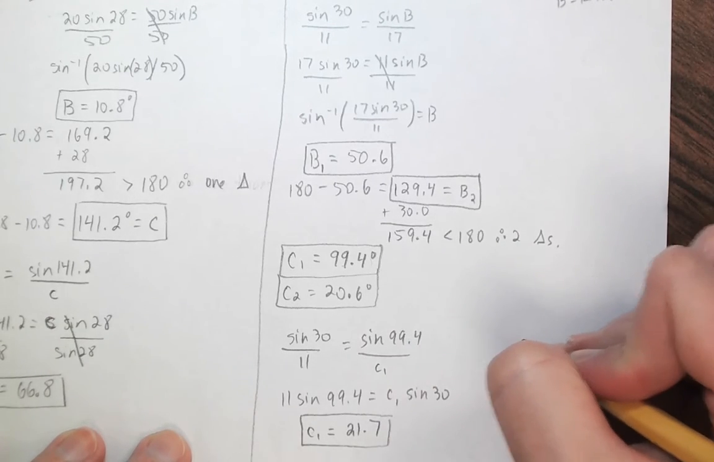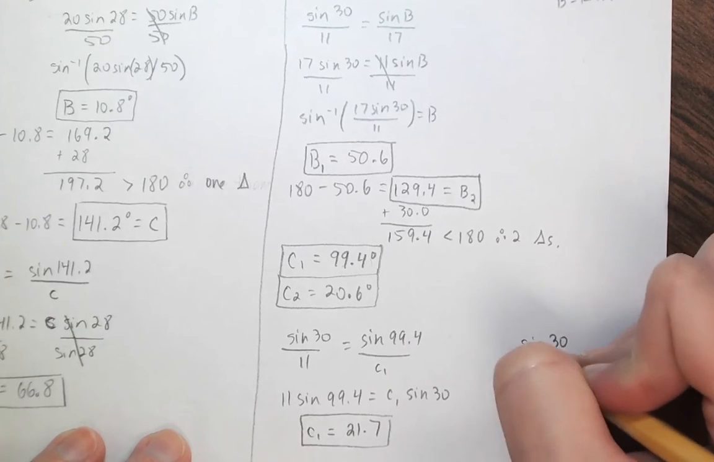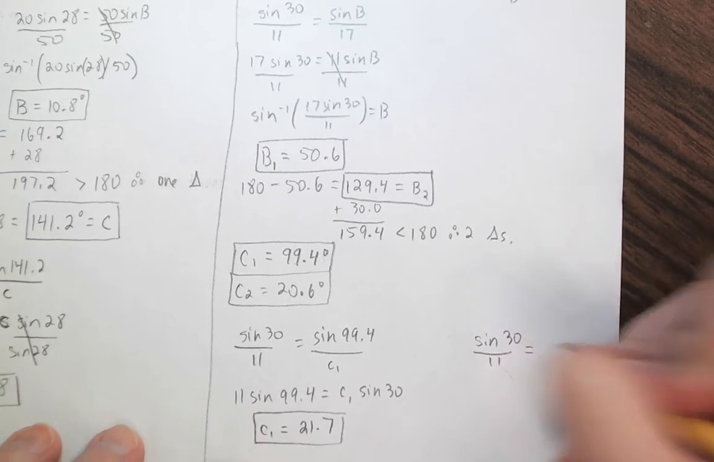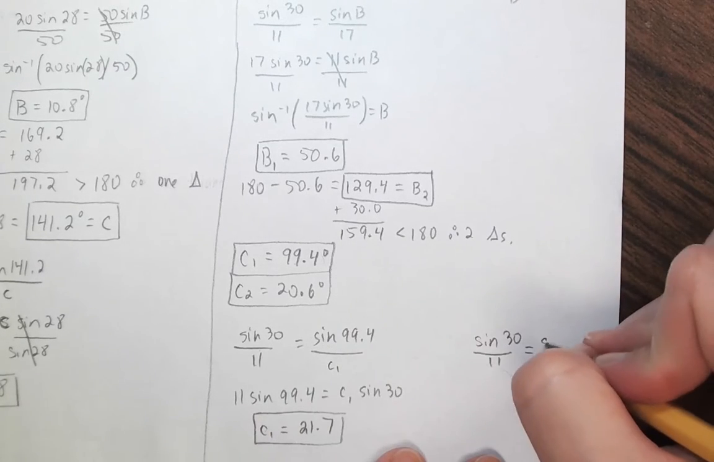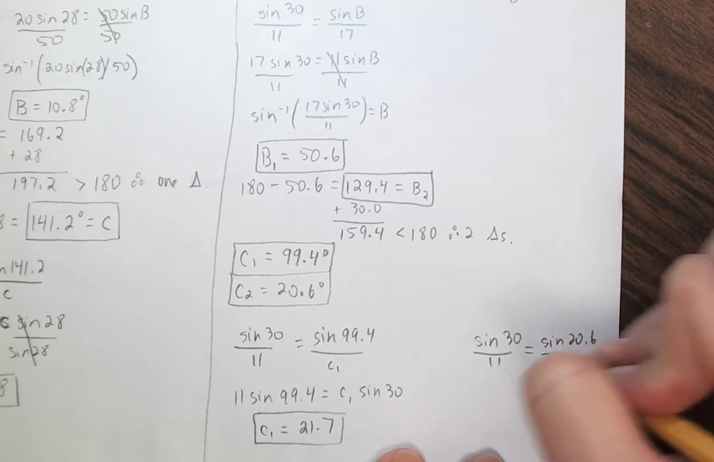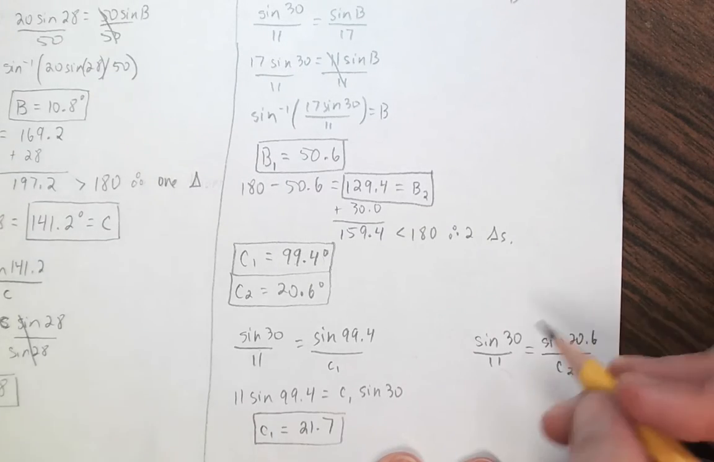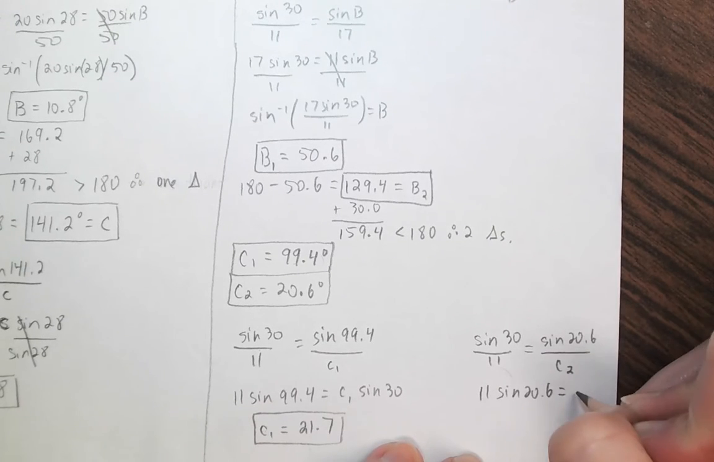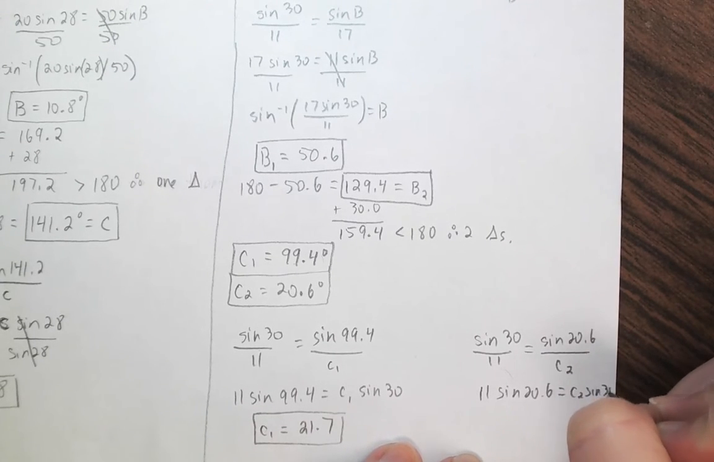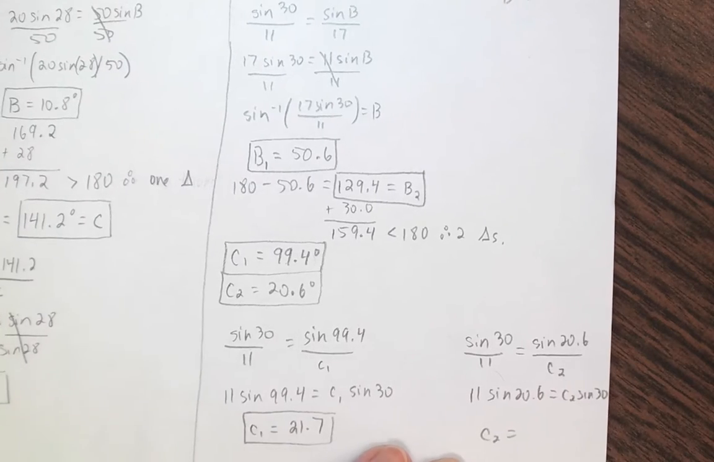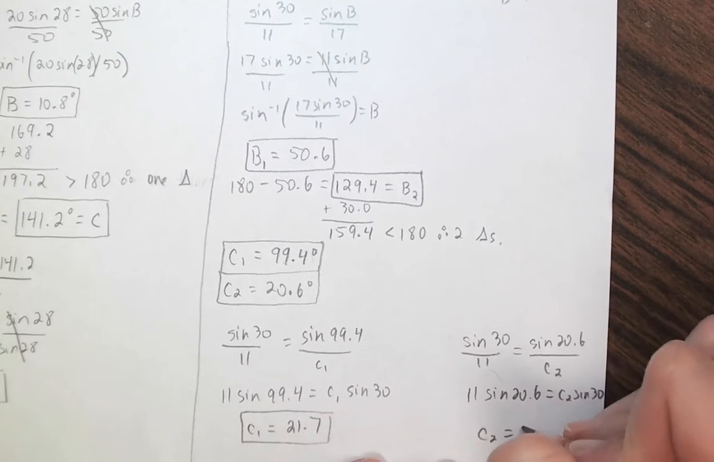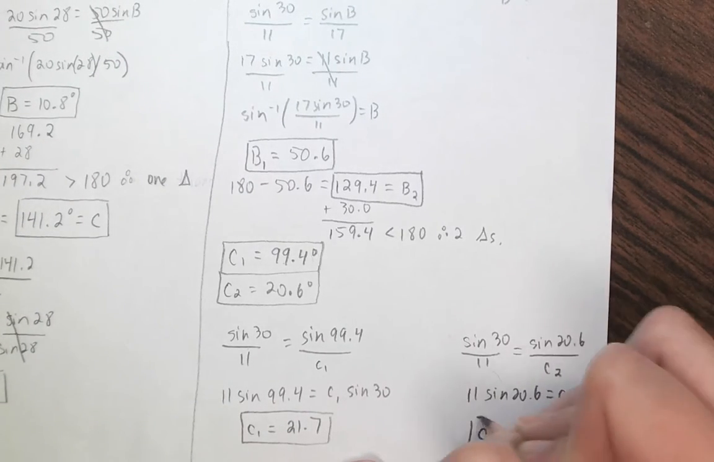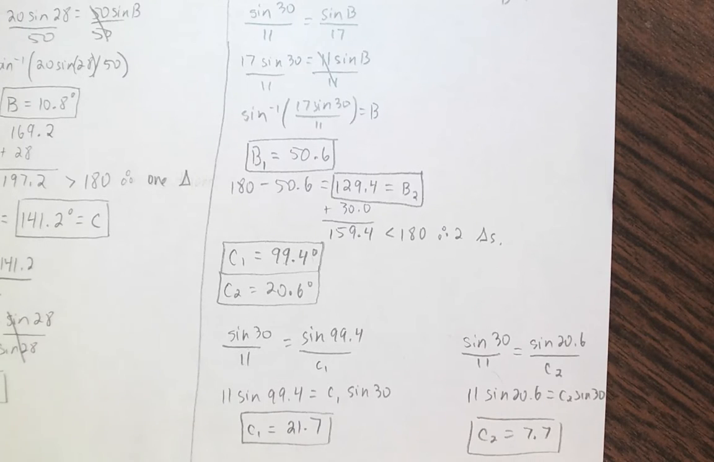And then we're going to do that again for your second possible C angle. So our second C angle was 20.6, and cross multiply. And that gives you a C2 value of 7.7. Whew. All right. Those are the tough ones. The other side will be way quicker.